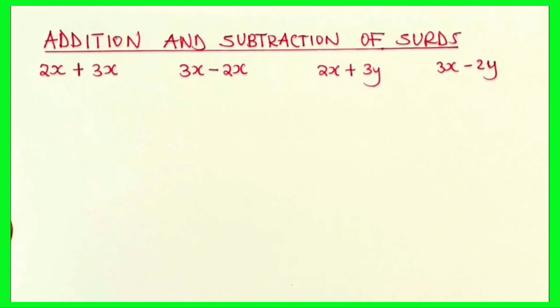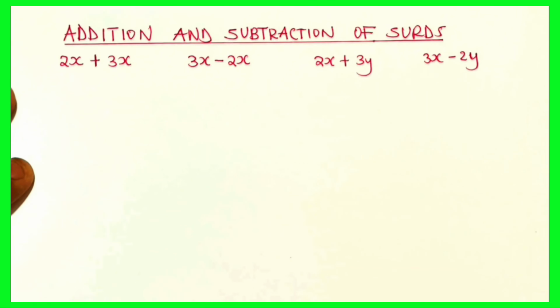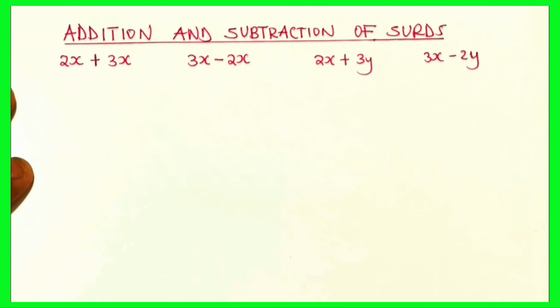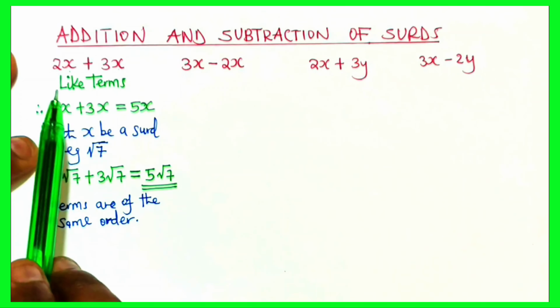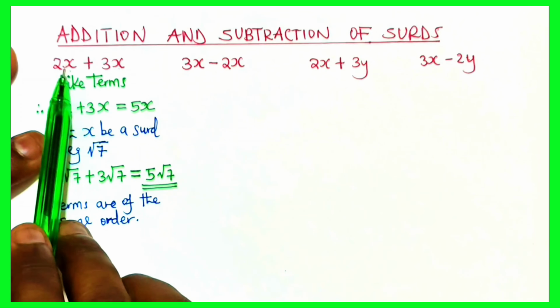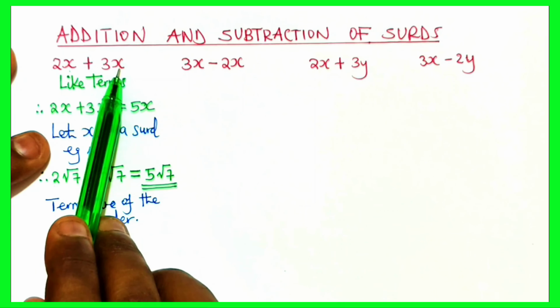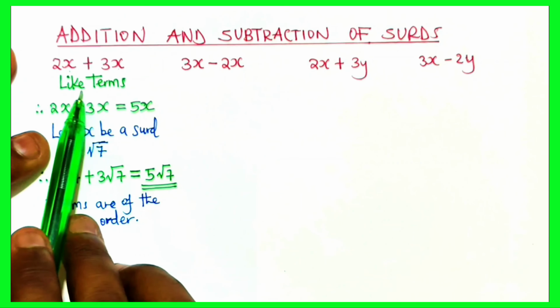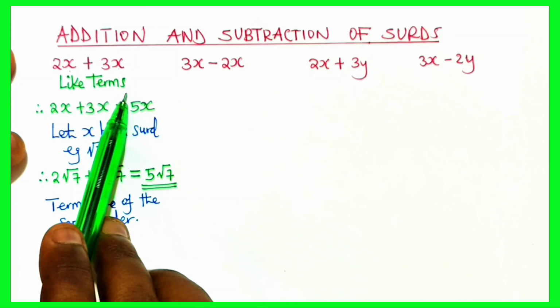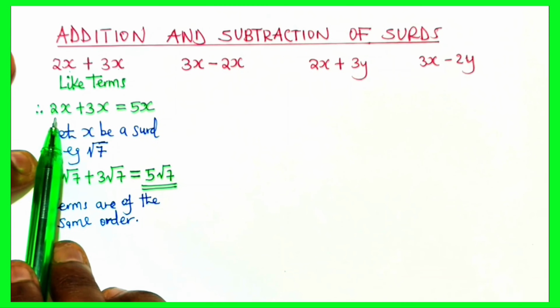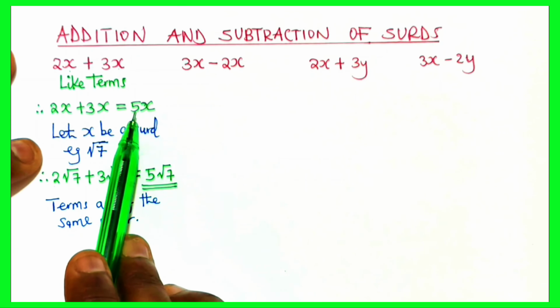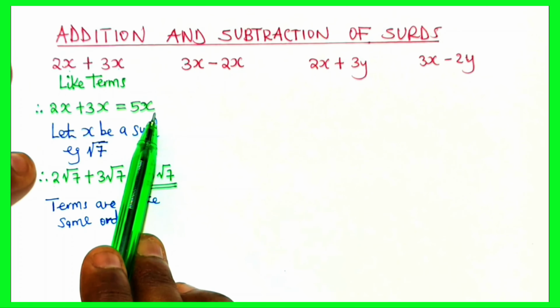Operations involving surds. Let's begin with addition and subtraction of surds. Let's look at these four expressions and let them guide us to understand exactly what we do with surds when it comes to addition and subtraction. From the first expression, you can see that we have the unknown x in each term. So we are dealing with like terms here, and when you have like terms, we add the coefficients. So we end up with the answer 5x.